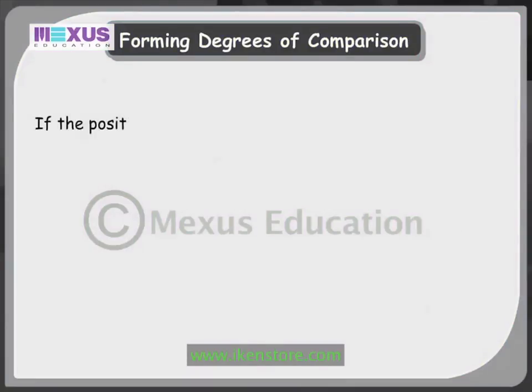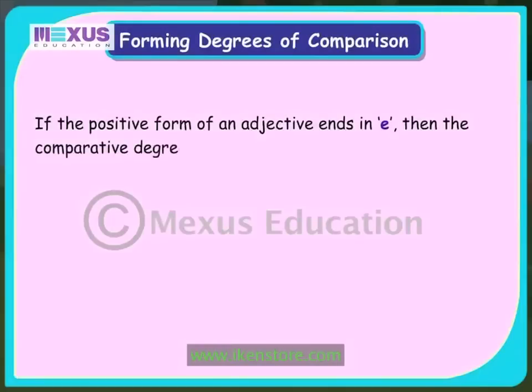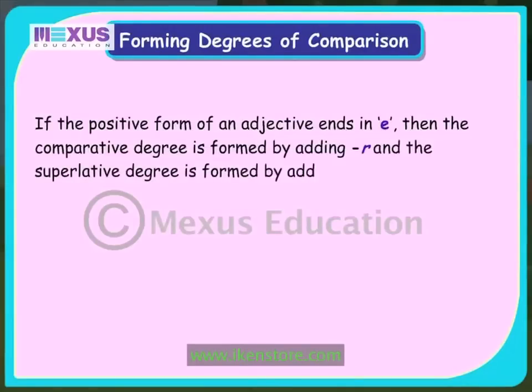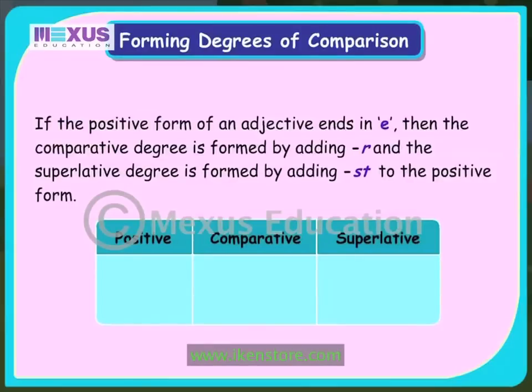If the positive form of an adjective ends in E, then the comparative degree is formed by adding R, and the superlative degree is formed by adding ST to the positive form. For example, gentle, gentler, gentlest, wise, wiser, wisest.